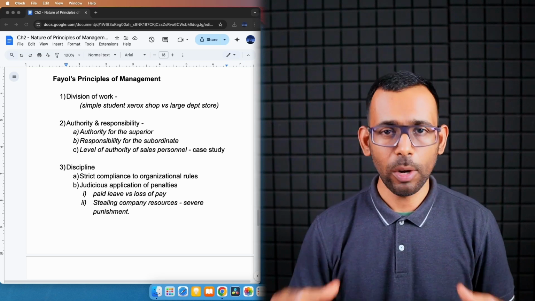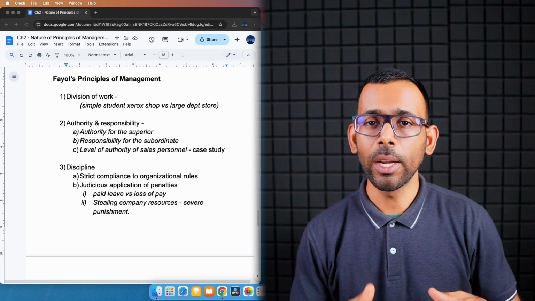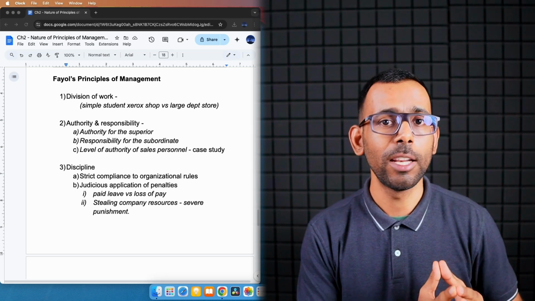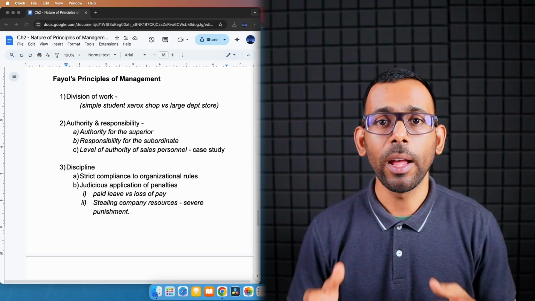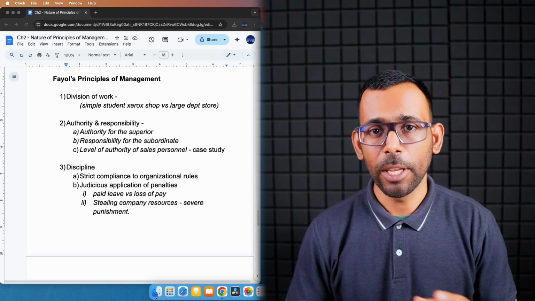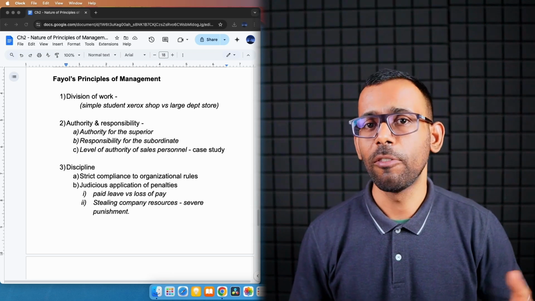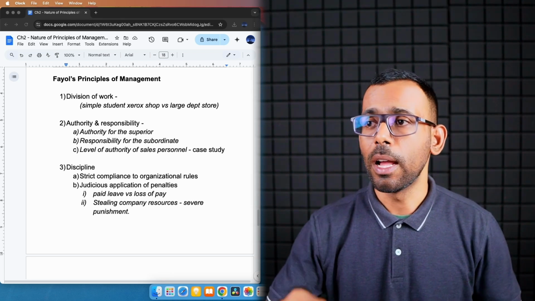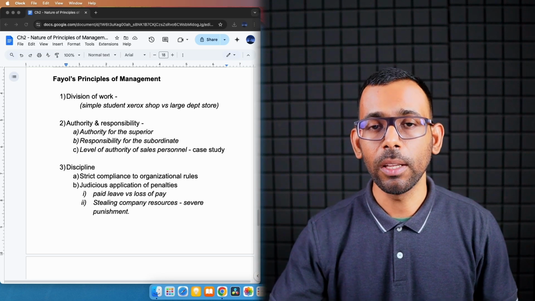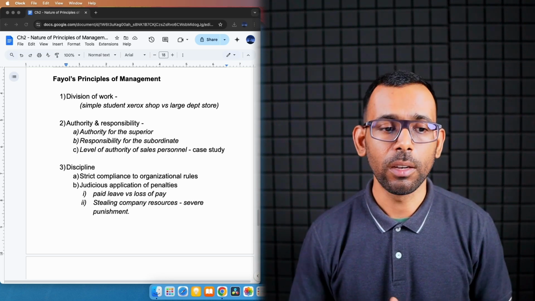If you see, both are business organizations. One type of organization is very simple and there is no division of work. And the other type of organization has many people and the work is divided across many people. Some person takes care of billing, some person takes care of sales, some person takes care of accounting, and some person takes care of security. Each and every work is divided.